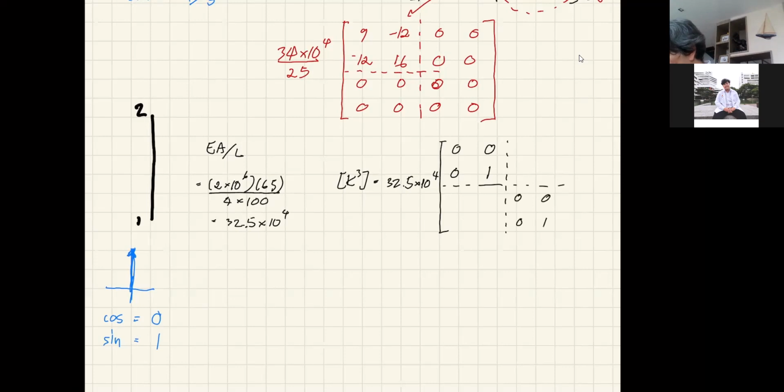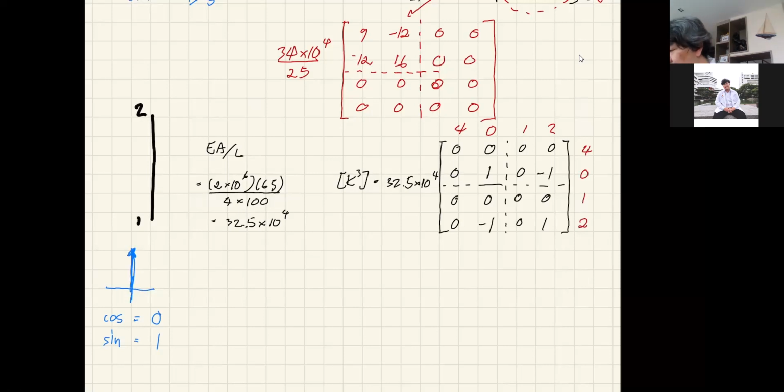So you have 0, 0, 0, 1. Okay. And then the two remaining submatrices should be opposite. So you have 0, 0, 0, minus 1. 0, 0, 0, minus 1. Okay. And we put our code on. It is for the third member, it is 4, 0, 1, 2, 4, 0, 1, and 2. Again, we can scratch out the 0 like that.